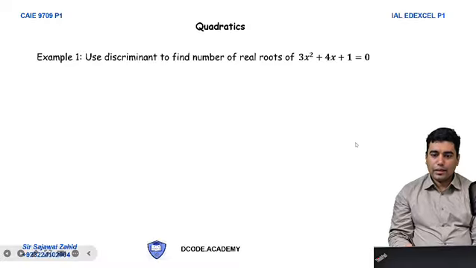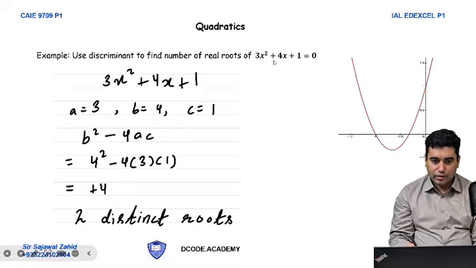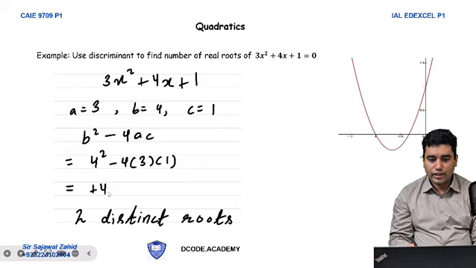So let's see an example. We are going to first find the discriminant of this equation. a is equal to 3, b is equal to 4, and c is equal to 1. So b squared minus 4ac is 4 squared minus 4 times 3 times 1, which is a positive number. Whenever you have a positive number, you will have 2 different roots. As you can see in the actual graph also, the curve crosses the x-axis at 2 points.